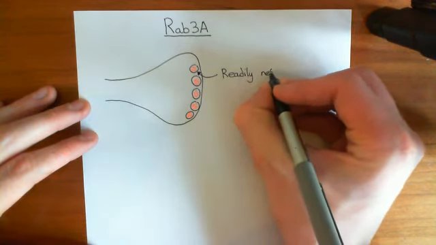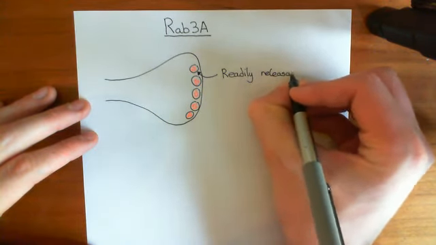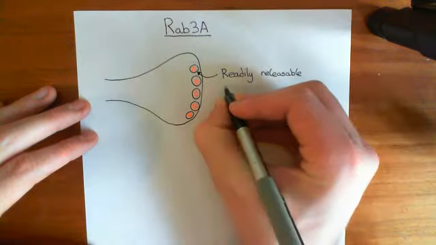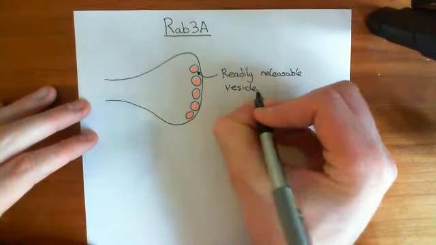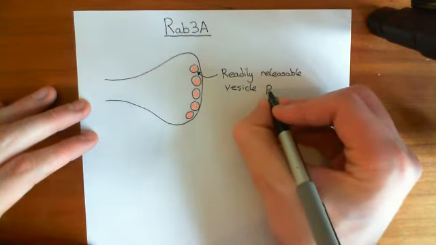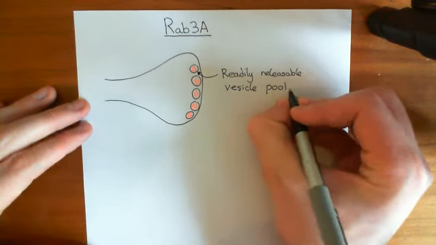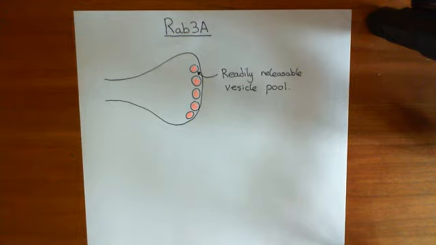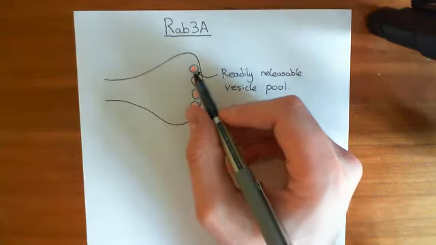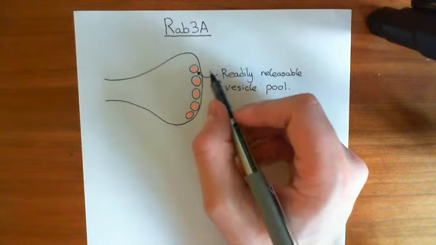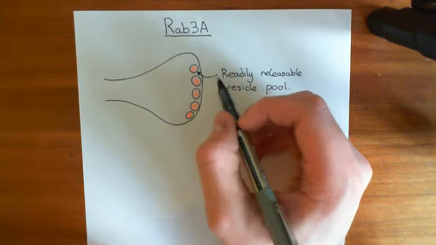This is the readily releasable vesicle pool. And when an action potential arrives at the axon terminal, these synaptic vesicles that are in the readily releasable vesicle pool, those are going to be the first vesicles that will fuse with the presynaptic membrane and will release their neurotransmitter contents into the synapse.